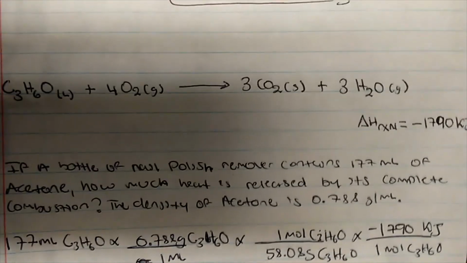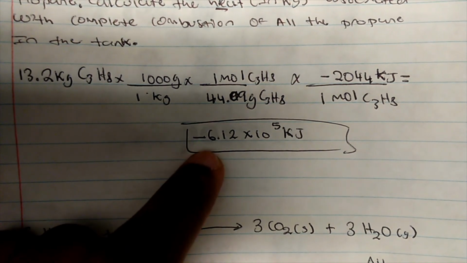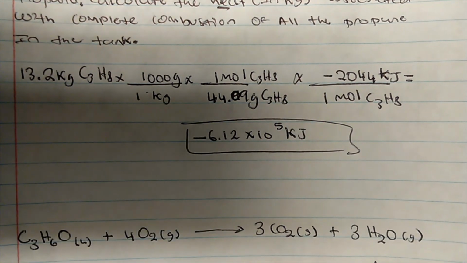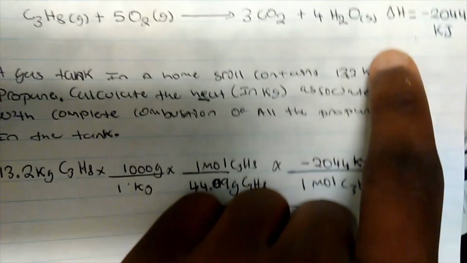So again, this is how we usually deal with these types of problems. The general idea is to get to moles of how much gas or whatever you have, and then simply use the conversion of kilojoules per mole to get to kilojoules.